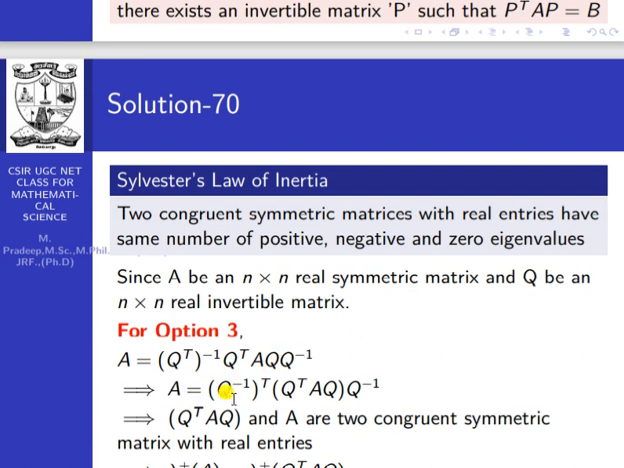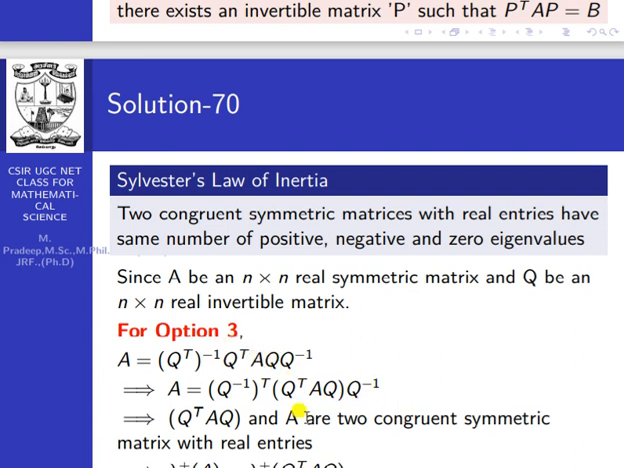Once again, Q transpose whole inverse, or A transpose whole inverse, equals A inverse whole transpose. That is a property of the inverse of a matrix. So Q transpose whole inverse we can express as Q inverse whole transpose, into Q transpose AQ into Q inverse. What do we do? Use the bracket for the middle three matrices, Q transpose AQ.